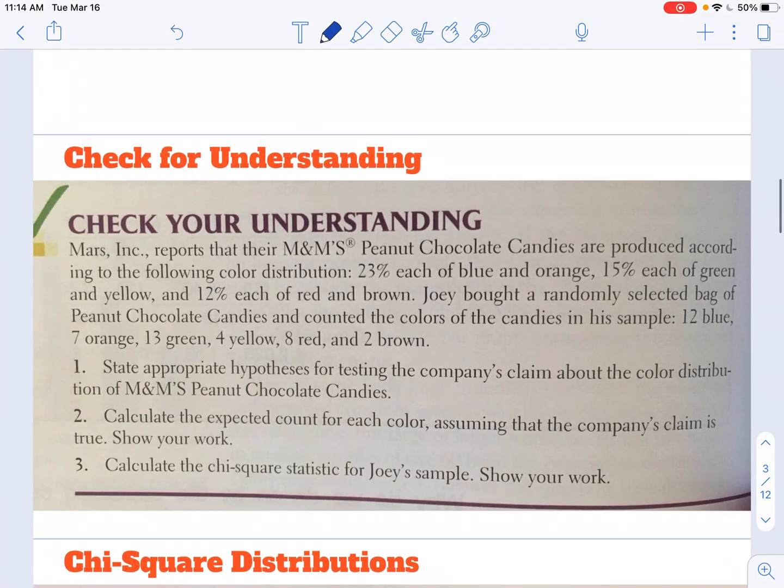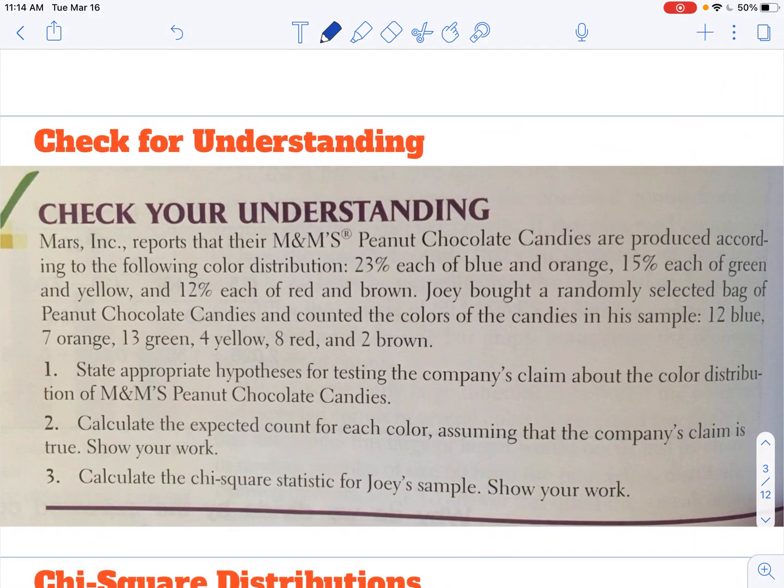All right, so check for understanding. And when we're here, I'll talk about how to figure out what a null and alternative hypothesis is. So Mars Inc. reports that their M&M's peanut candies are produced according to the following color distribution: 23% of each blue and orange, 15% each of green and yellow, and 12% each of red and brown. Joey bought a randomly selected bag of peanut chocolate candies and counted the colors of candies in a sample. What he got were 12 blue, 7 orange, 13 green, 4 yellow, 8 red, and 2 brown. State the appropriate hypothesis for testing the company's claim about the color distribution of M&M's peanut candies.